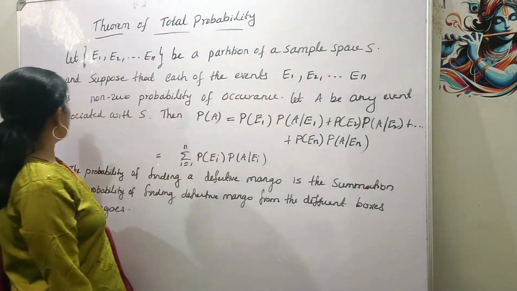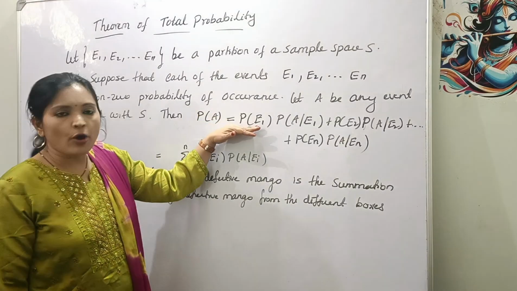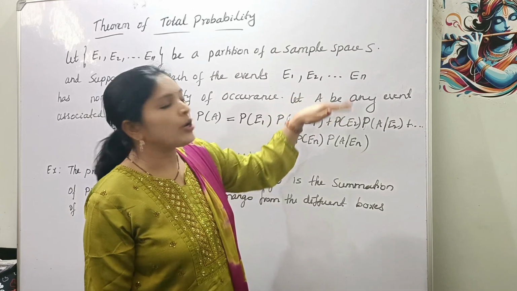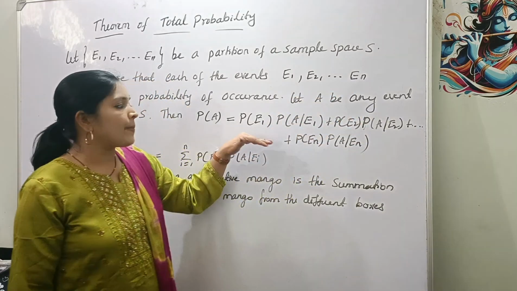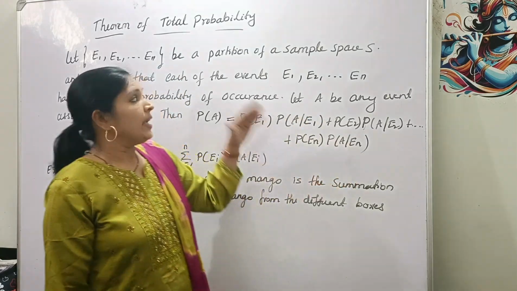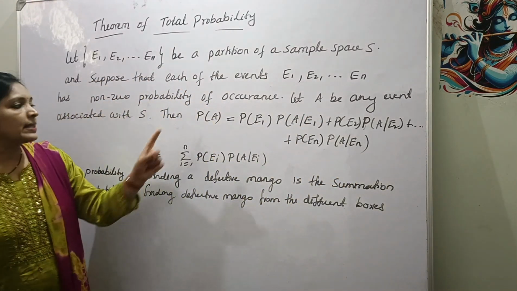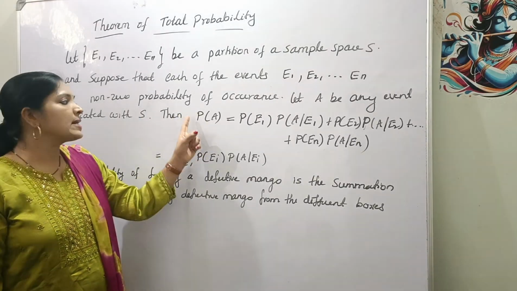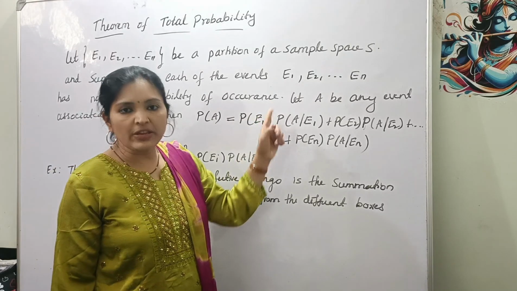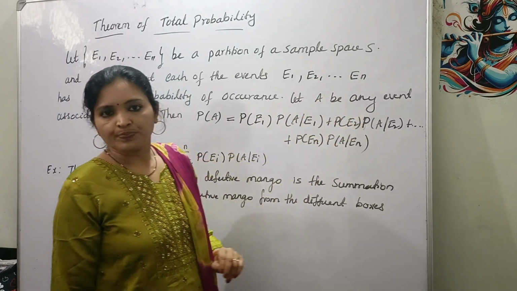Let A be any event associated with S, then the probability of A is equal to probability of E1 into probability of A given E1, plus probability of E2 into probability of A given E2, plus etc., plus probability of En into probability of A given En. If there are n events, it is the formula. If there are only 2 events, then the total probability formula is probability of A is equal to probability of E1 into probability of A given E1 plus probability of E2 into probability of A given E2.